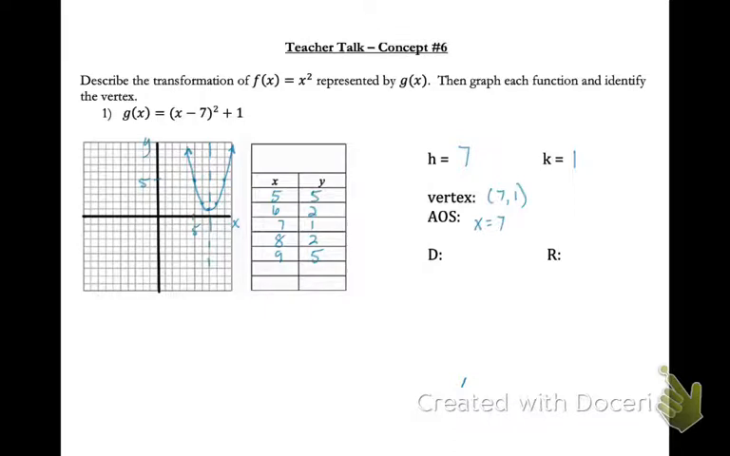Now for our domain, it's what values we can plug in for x and get real numbers out. Well, we can plug in any real number. Our range is limited though. Only certain y values are used to create the curve. Those are the y values that start at the y value of the vertex, which is 1, and are 1 and all the numbers that are greater than 1. So y will be greater than or equal to 1.